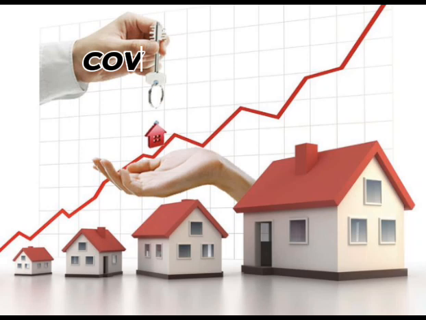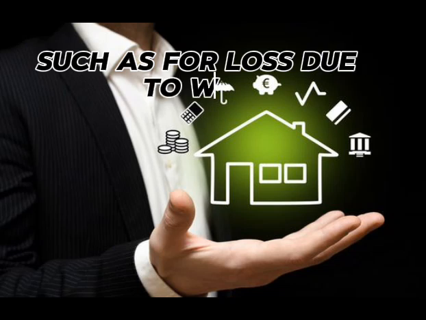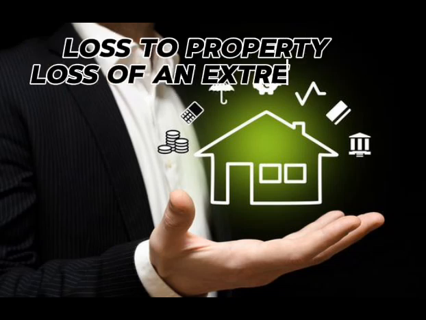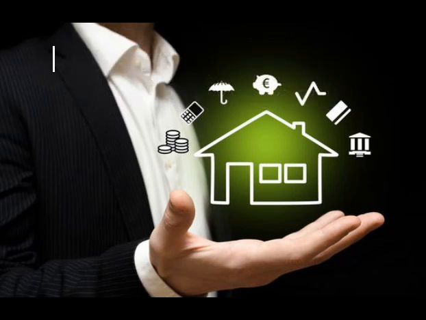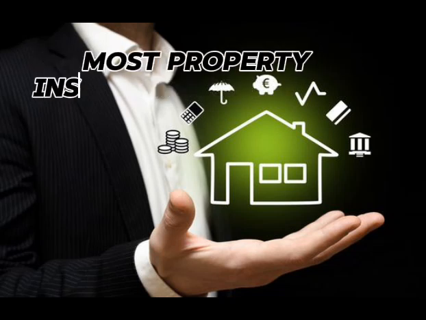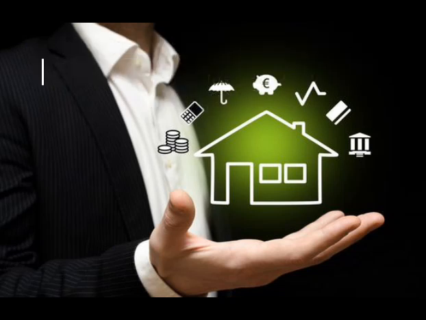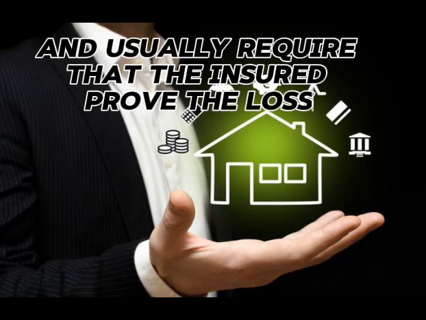2.7. Events covered under insurance contracts. Most insurance contracts contain certain exclusions, such as for loss due to war, loss to property of an extremely fragile character, and loss due to the deliberate action of the named insured. Most property insurance contracts require the insured to notify the insurer of loss as soon as practicable, and usually require that the insured prove the loss.